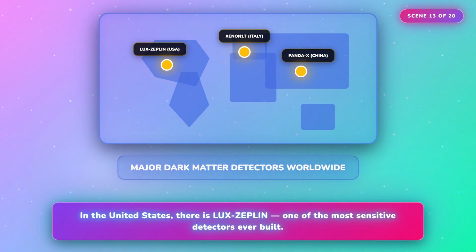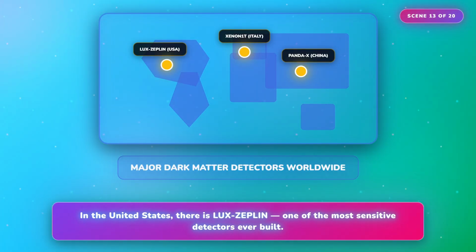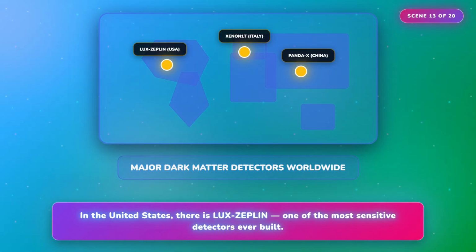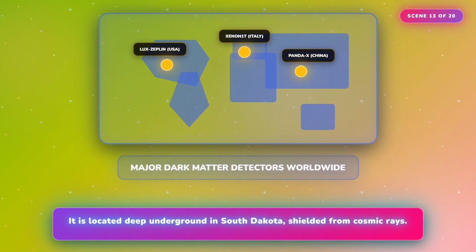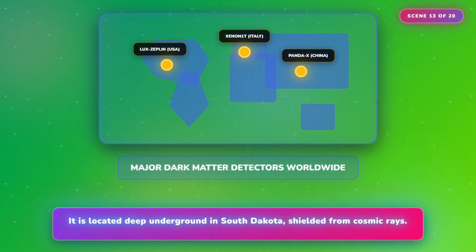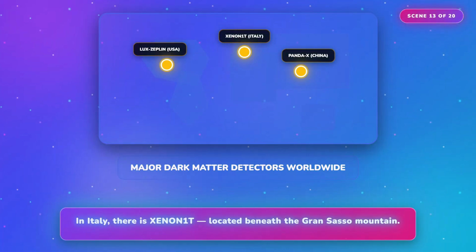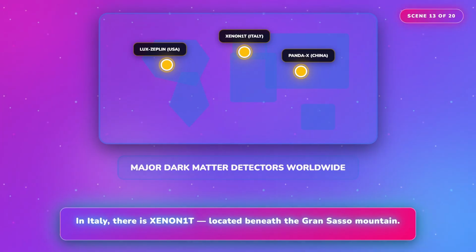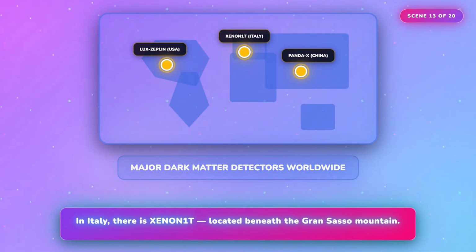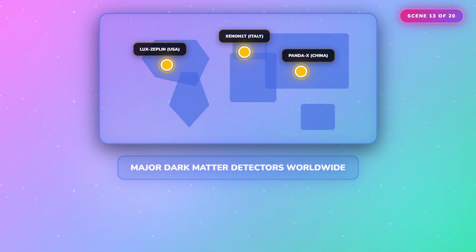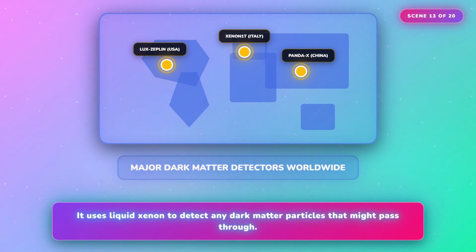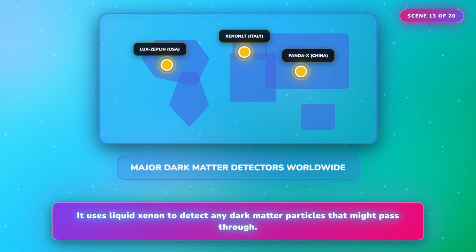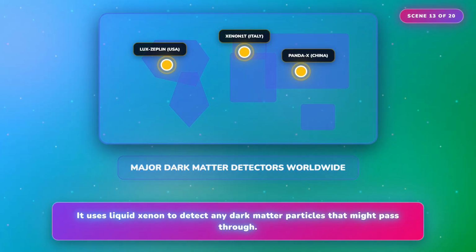In the United States, there is Lux Zeppelin, one of the most sensitive detectors ever built. It is located deep underground in South Dakota, shielded from cosmic rays. In Italy, there is Xenon-1T, located beneath the Gran Sasso mountain. It uses liquid xenon to detect any dark matter particles that might pass through.